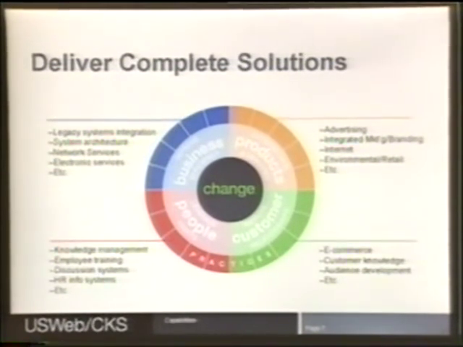I talked about the USWebCKS case study of benefits automation. This speaks directly to the improvement of business process. Very, very deep technical and application development skills really apply in this area, from electronic services to network services, system architecture, legacy system integration, but basically building business applications that automate business process. And again, we've done hundreds of projects in this area.